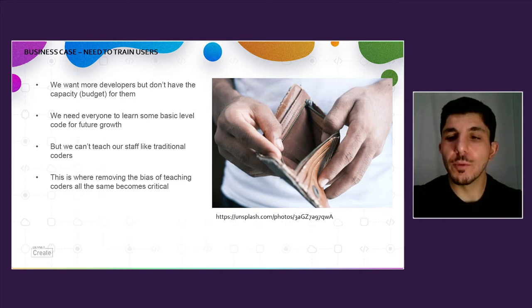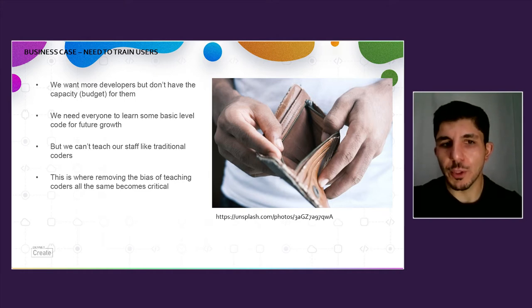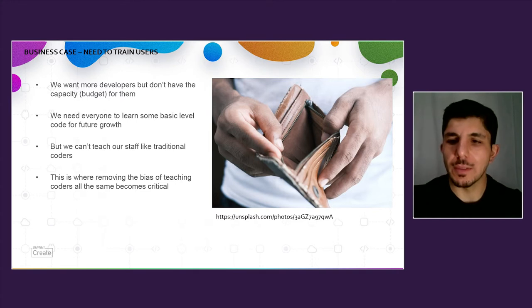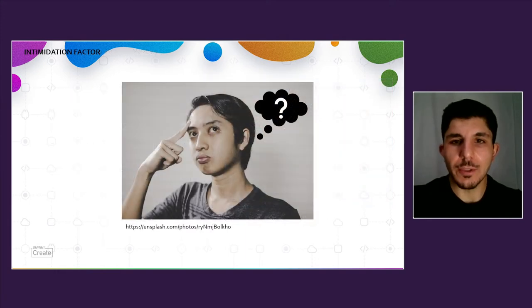So we want to remove the bias of how you teach people coding. So they can learn the fundamentals, but at the same time we are sensitive to how they are trying to jump into something that they are not familiar with. So there's an intimidation factor with coding. The intimidation factor of people, even if they're technically proficient, like engineers and architects with technical backgrounds, is that this is a totally different world for them.